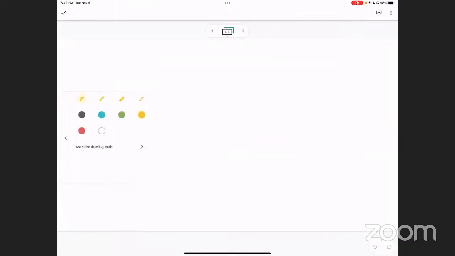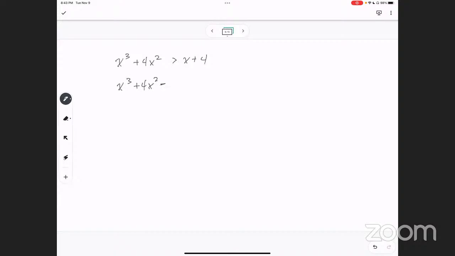You have another one? Give me another rational function one. Those are trickier. Okay, x cubed plus 4x squared is greater than x plus 4. Okay, that's not a rational function, but that's okay. You keep looking for one. You'll find one. There's a bunch that you've been doing, particularly ones with holes.